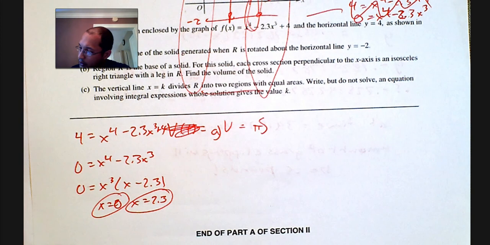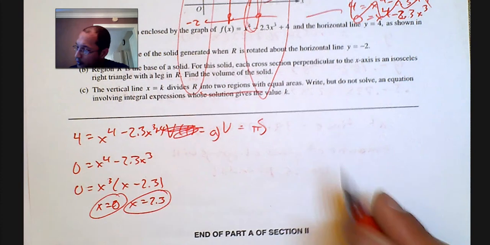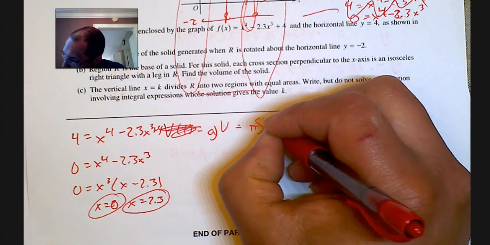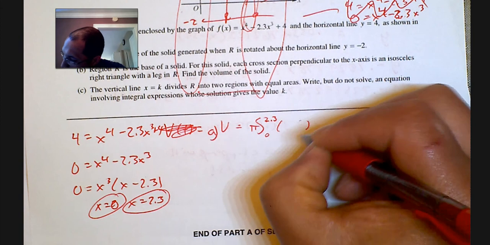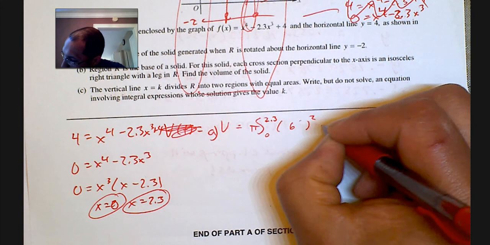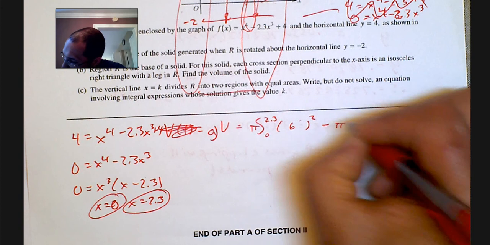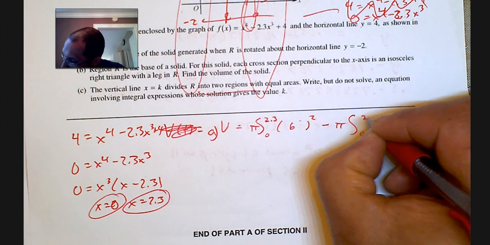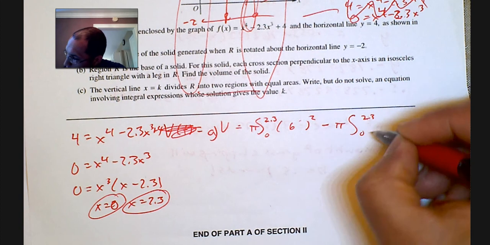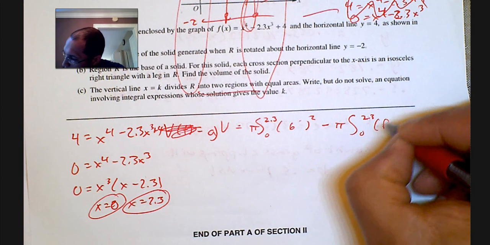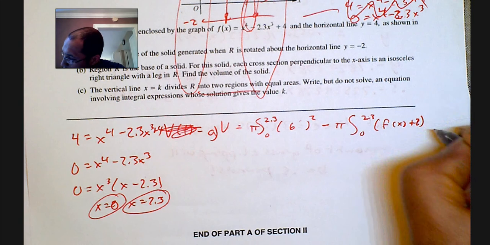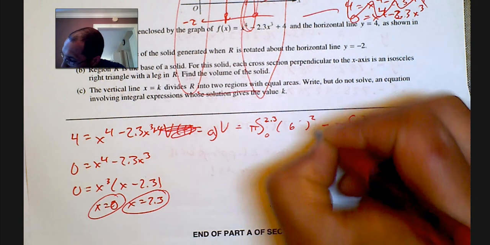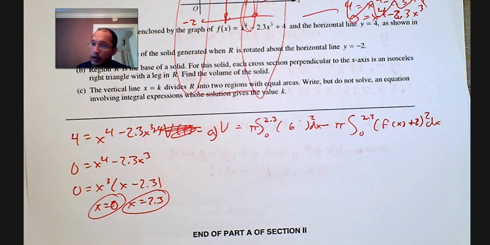So we have our intersection points of 0 to 2.3. The big radius was the 6 squared, take away, 0 to 2.3. Small radius was f of x minus 2, so plus 2 squared. Don't forget about your dx. And that's all I have to write. The rest is in the calculator.